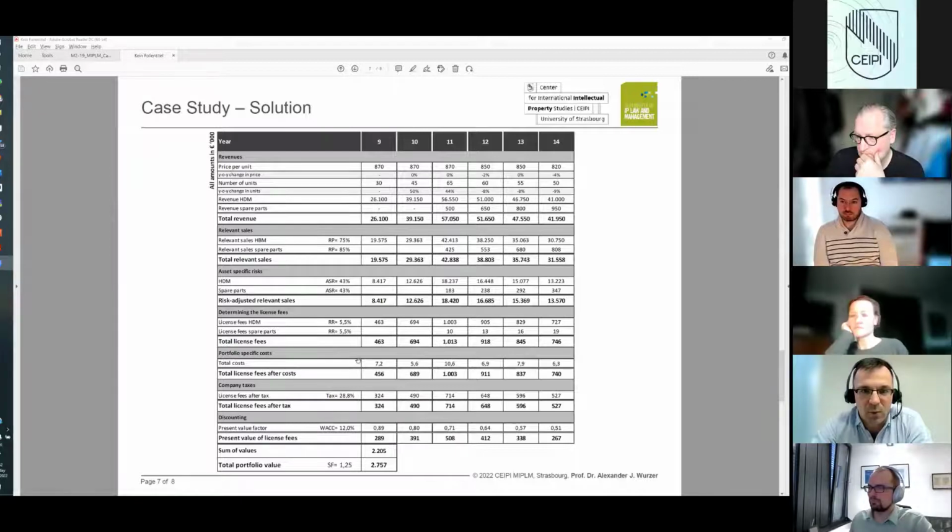Afterwards, we need to subtract the actual costs incurred within the development of those IP rights which were protected, such as maintenance, the development of those rights, and the costs around those marks. We subtract these numbers, and this would be the license fee after costs, which is reduced somewhat.